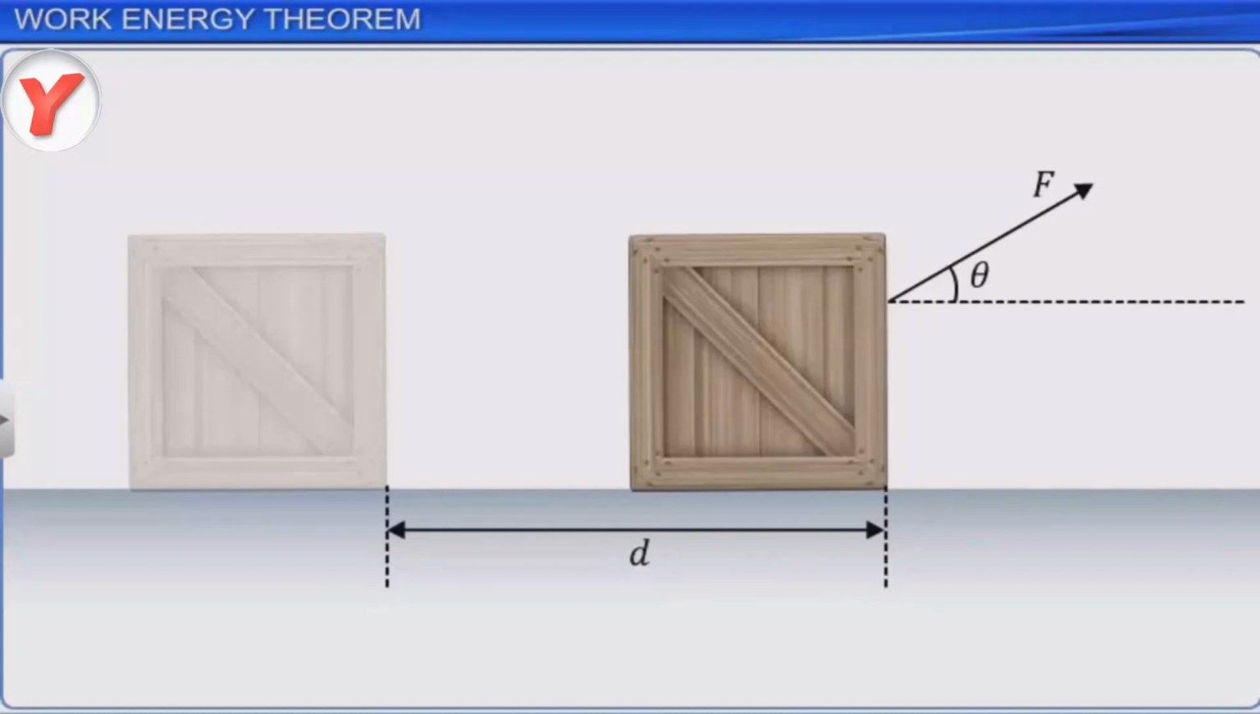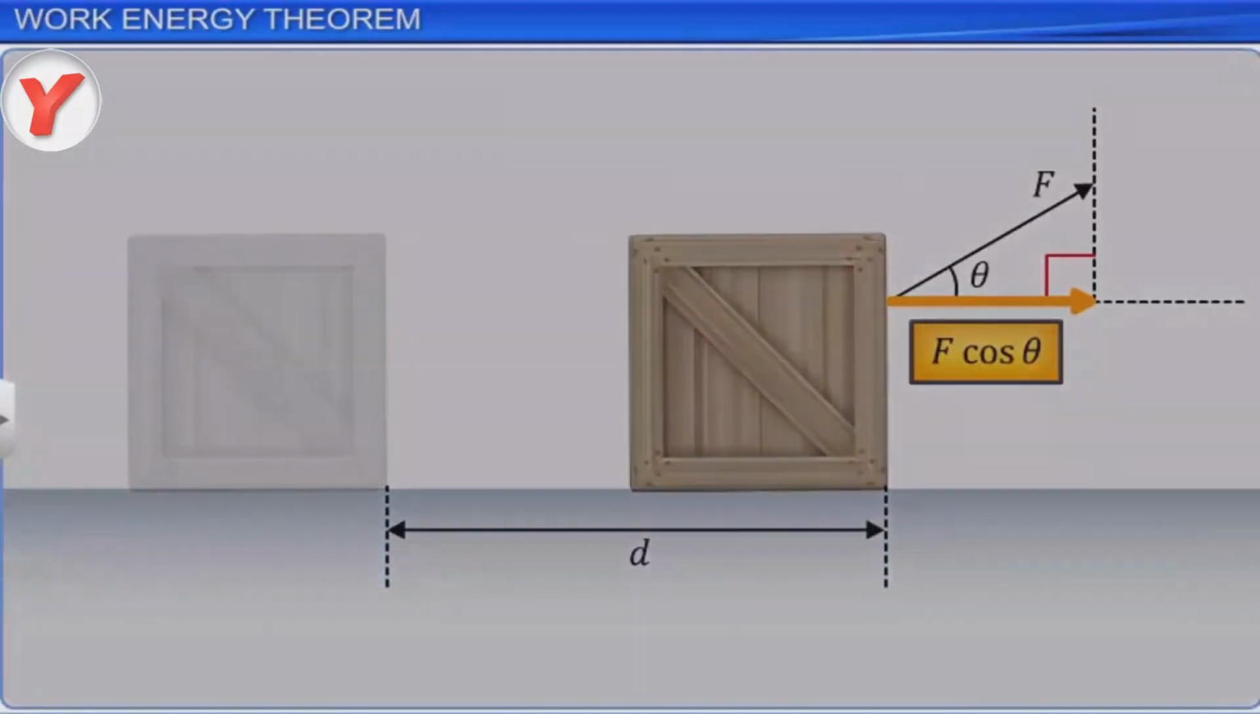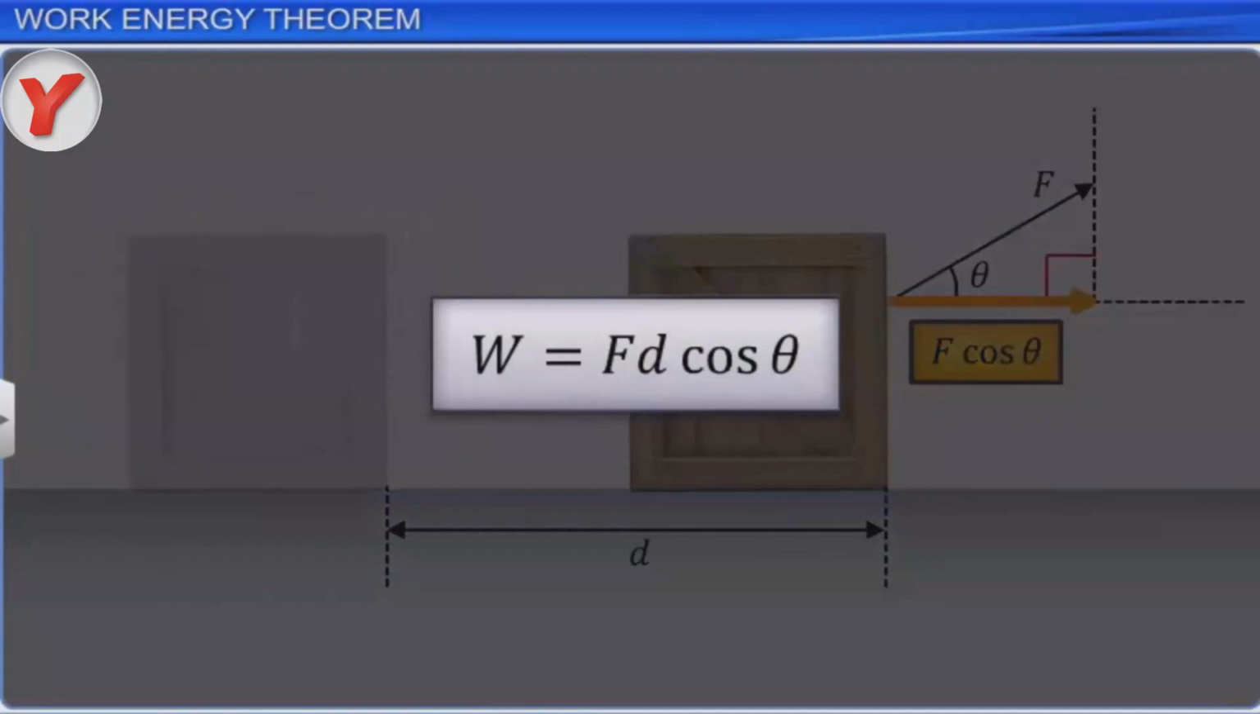Here, the total amount of force is not being utilized to move the block. Only the component of the applied force along the direction of the displacement is responsible for the motion of the block. This component is F cos theta. Thus, here, the work done on the block by the force is the product of F cos theta and displacement.